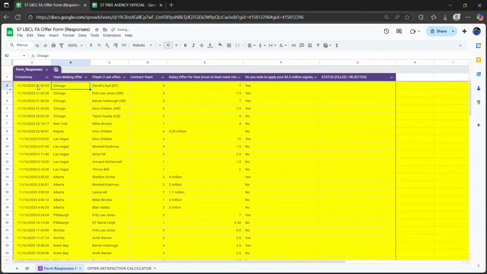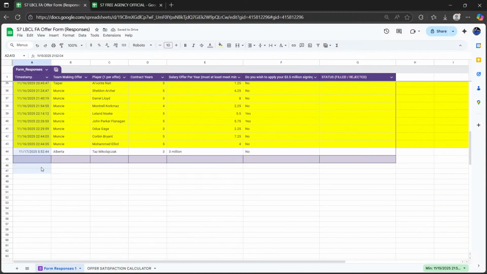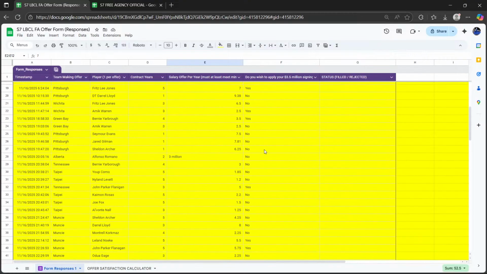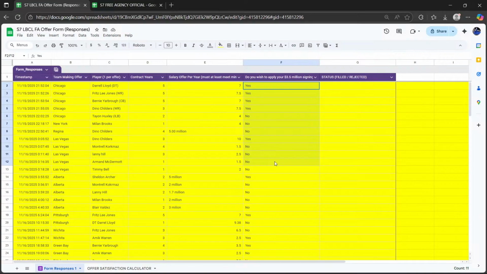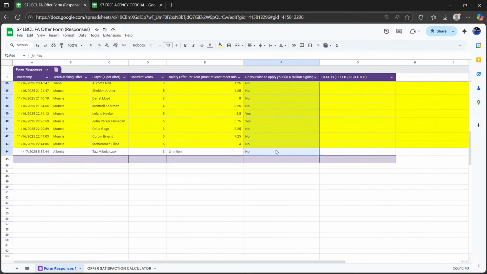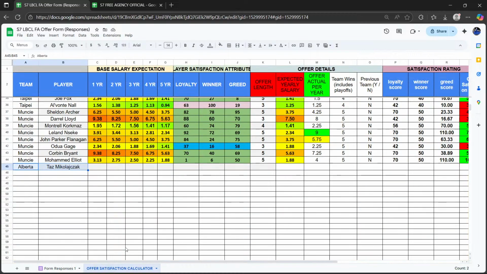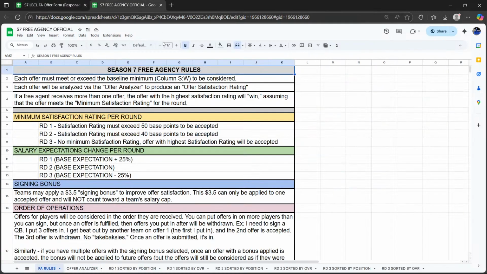Just for this, here is the timestamp. I'll give a quick overview. This is the timestamp of when different teams put their offers in. You can see that I put mine in first. These are the players that offers went in. There were 42 offers that came in. This is the salary per year minimum. This is whether or not you're applying your 3.5 million available signing bonus. This is for accounting purposes. This is the calculator.